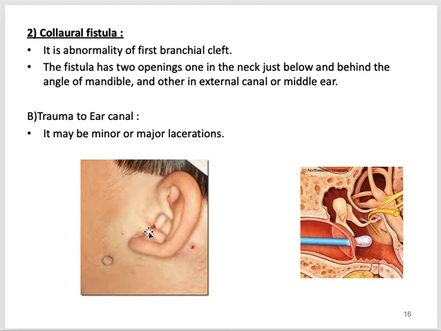Now sometimes it does open in the external auditory meatus. And remember, whenever there is a fistula or this tract is present, we have to do a surgery to remove that. Other than that, of course, we cannot do anything.